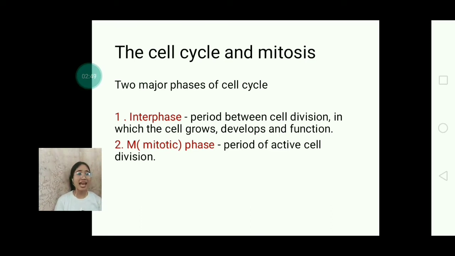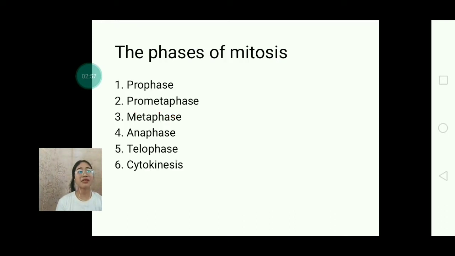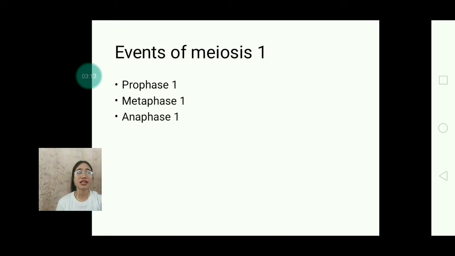The second one is the M phase or the mitotic phase. It is the period of active cell division. We also have the phases of mitosis. We have prophase, prometaphase, metaphase, anaphase, telophase, and the last one is cytokinesis. Meiosis is distinguished from mitosis by three events of meiosis I. Okay, so we have prophase I, metaphase I, and anaphase I.